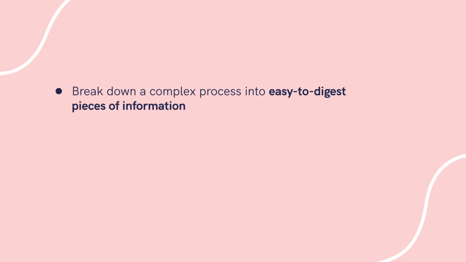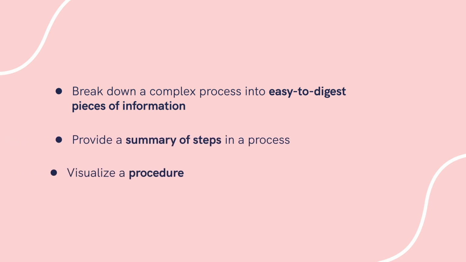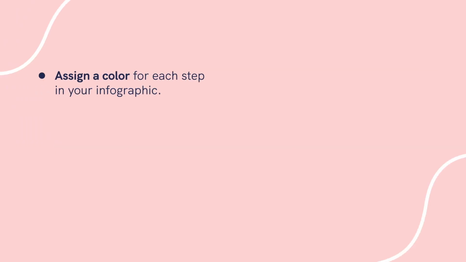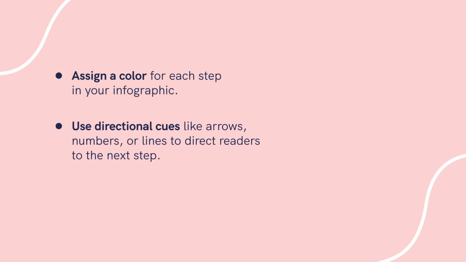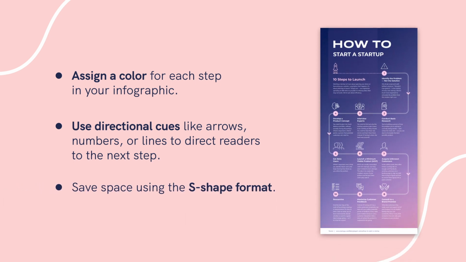complex process into easy to digest pieces of information, provide a summary of steps in a process, and visualize a procedure. Whether it's your family's well-guarded recipe or an onboarding sequence for new clients in your agency, an effective process infographic is the result of the following best practices. Assign a color for each step in your infographic. Use directional cues like arrows, numbers, or lines to direct readers to the next step. Save space using the S-shaped format.